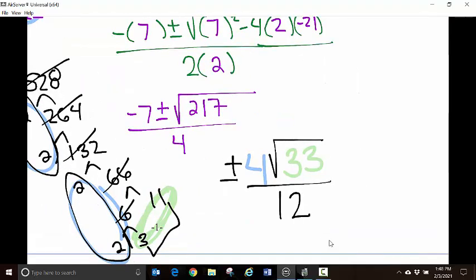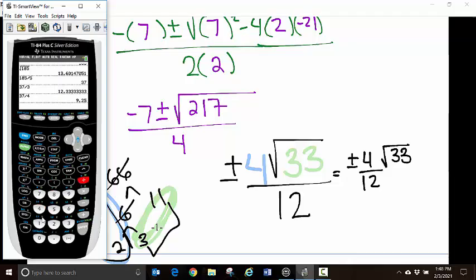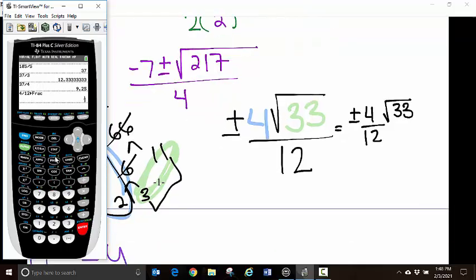Guys, this is the same thing as plus or minus 4 over 12 times the square root of 33. What's 4/12? How does that simplify? 4 divided by 12 is 1/3. They can both be divided by 4. So 4 divided by 4 is 1. So we have plus or minus 1, the square root of 33, and you can ignore the 1. And 12 divided by 4 is 3.